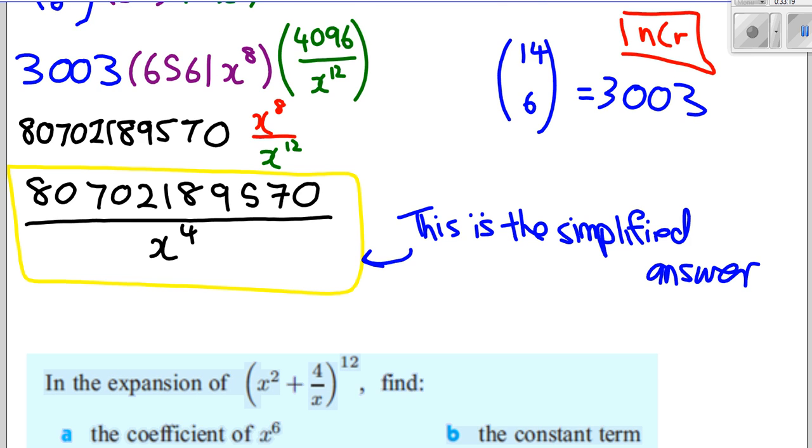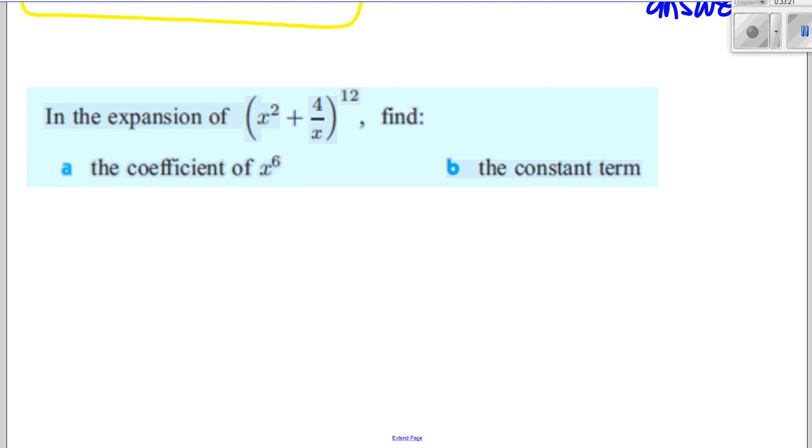And then the constant term is when the x's would have cancelled out. So what would be the exponent on x for the constant term, out of interest? So the x's would have cancelled out. The exponent on this one will be 6. For the constant term, what would be the exponent on x? 2?